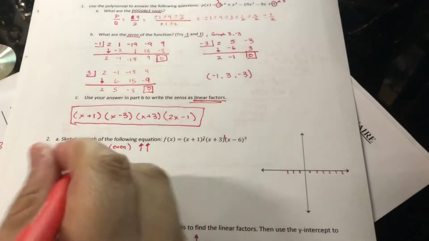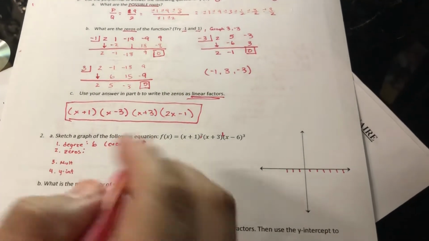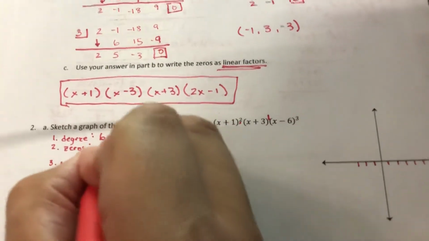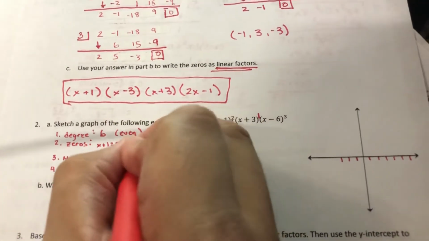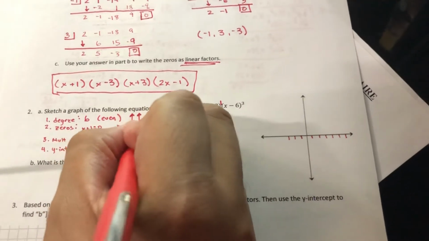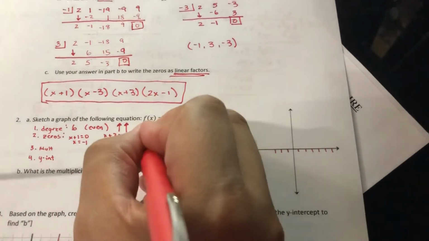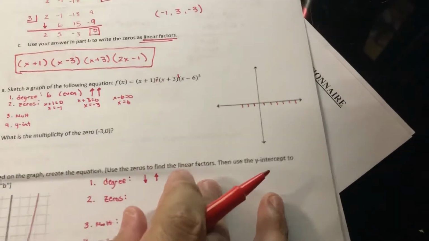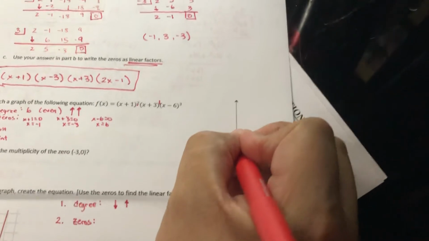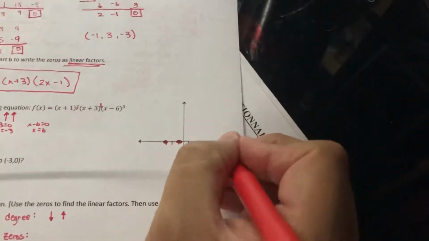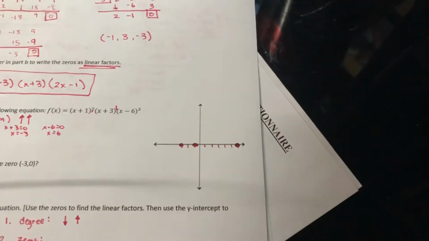Okay. Now next is to find the zeros. So again, take what's inside the parentheses. So x plus 1 equals 0, so x equals negative 1. x plus 3 equals 0, so x equals negative 3, and x minus 6 equals 0, so x equals positive 6. So those are my zeros. So 1 here at negative 1, 1 at negative 3, and 1 at positive 6.